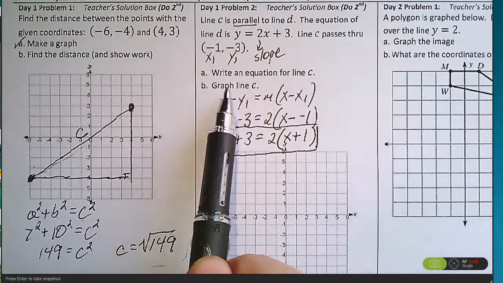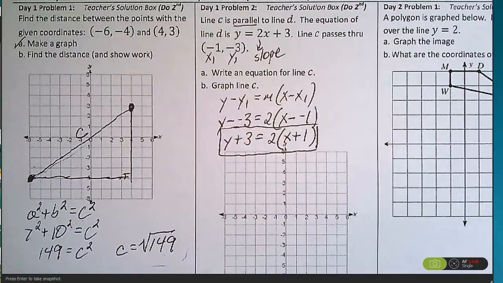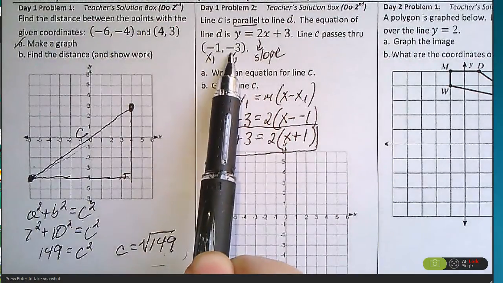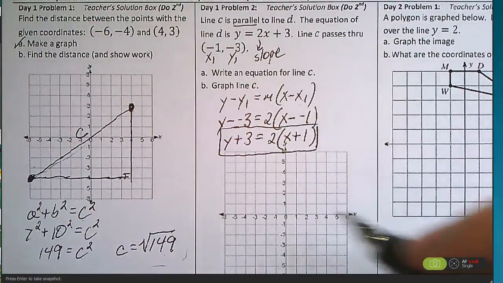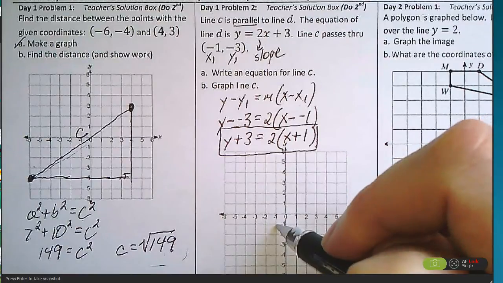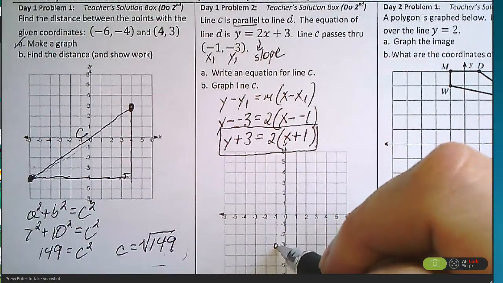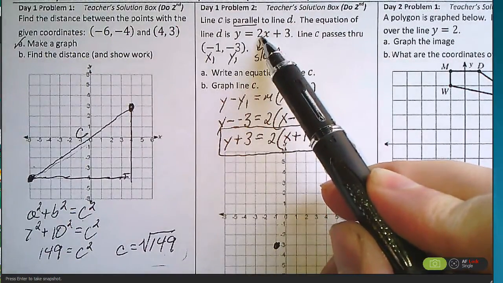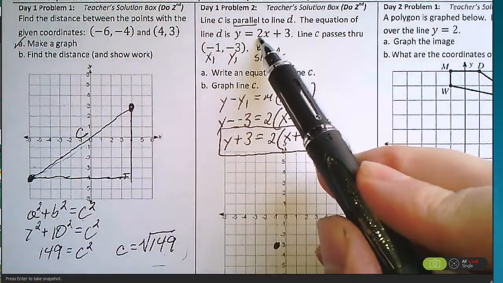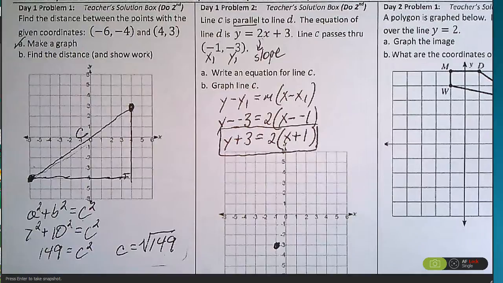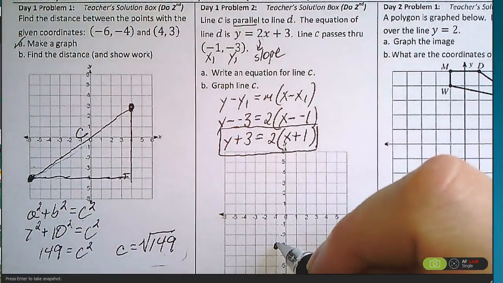Now question B says graph line C. One of the things we knew about line C was it goes through the point -1 comma -3. Let's find that point. So from the origin, left 1, and then down 3. Here is -1, -3. We know that the slope of line C is 2. If you think of that as rise over run, think of it as 2 over 1. Rise 2, run 1 to the right.